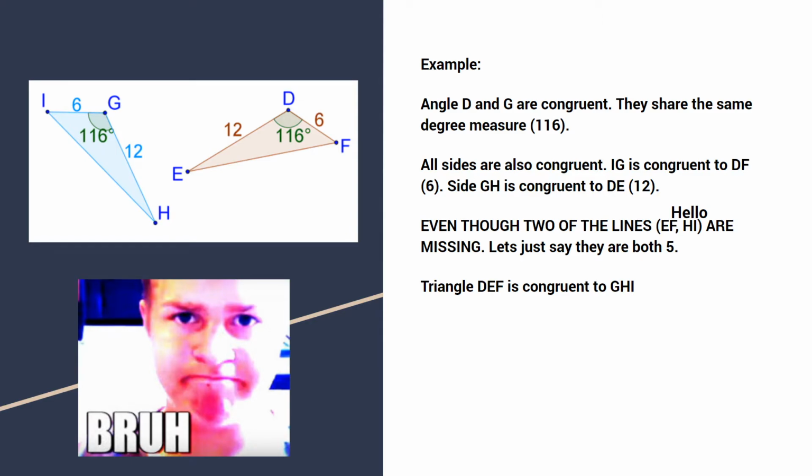This is not even my script. Two of the lines, EF and HI, are missing. They aren't there, they're on vacation. So let's just say they're both 5. Boom. Those are congruent, making triangle DEF congruent to triangle GHI.